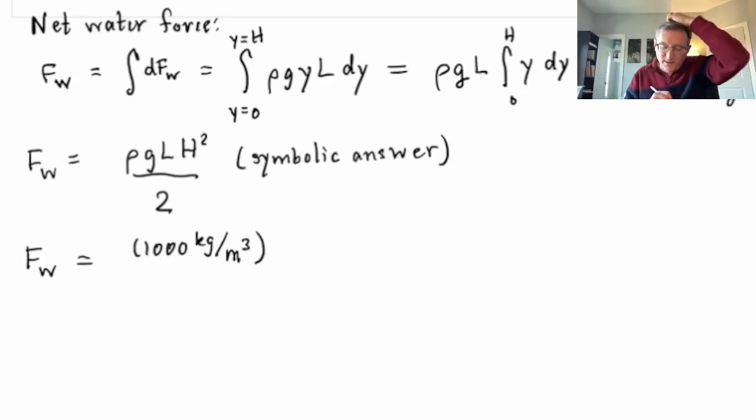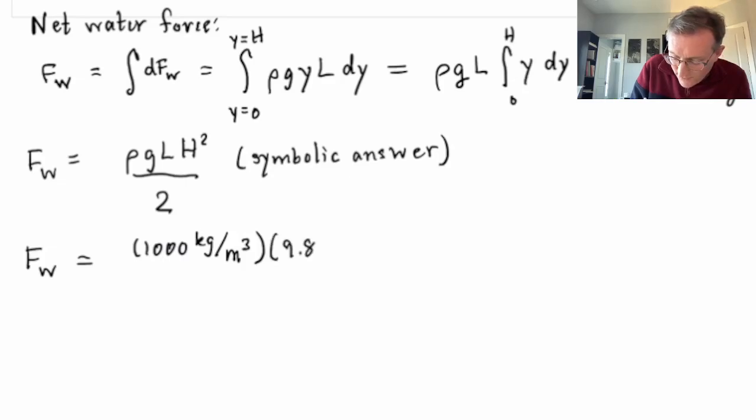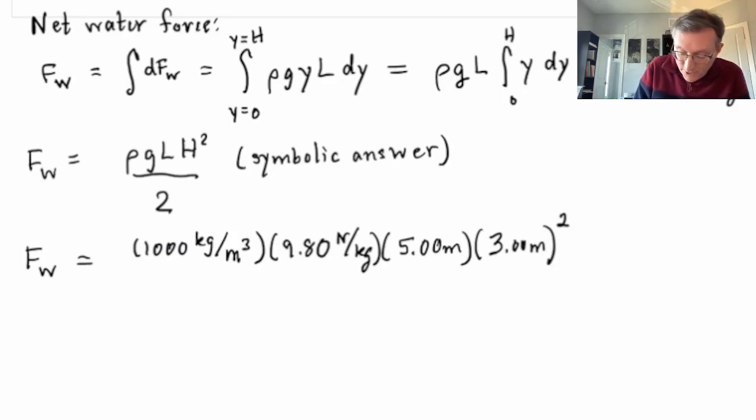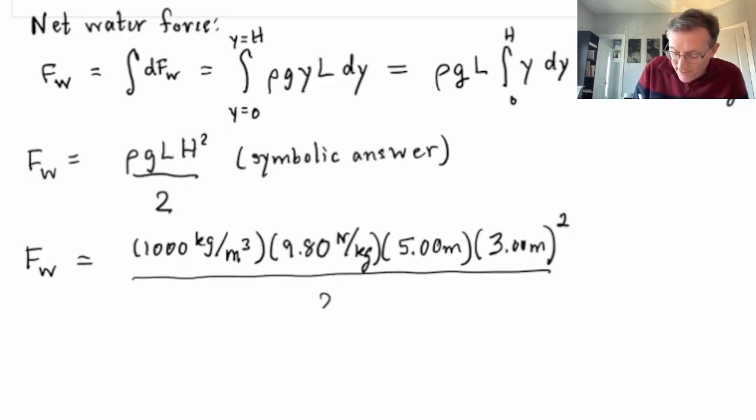So there's the density of fresh water, 1,000 kilograms per meter cubed. Of course, our old friend, little g, 9.8 gravitational field strength, newtons per kilogram. L, we were given 5 meters. H, we were given 3 meters. Don't forget to square that, H. All divided by 2.